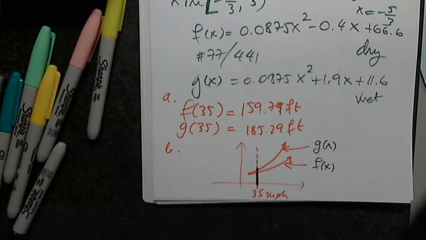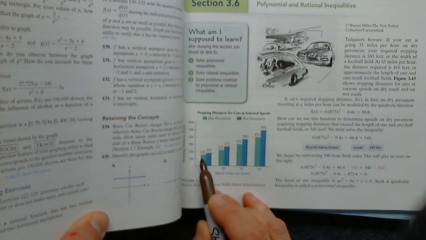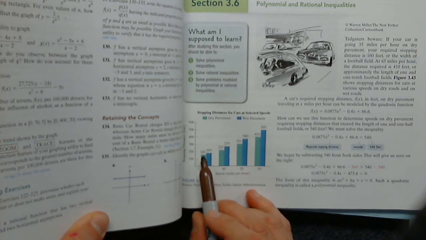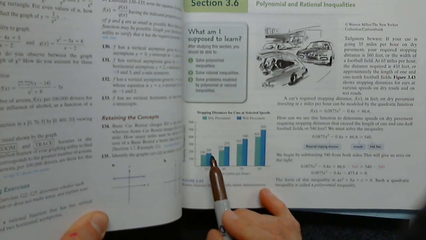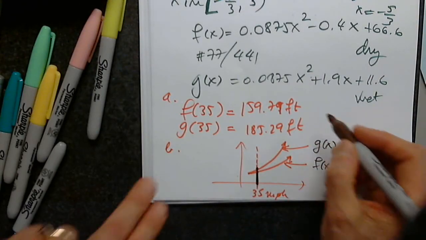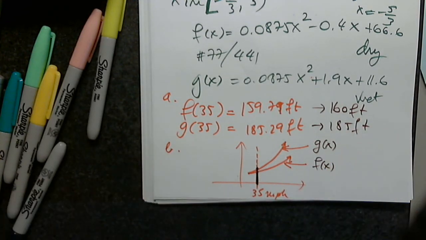Part C. How well do your answers in part A model the actual stopping distances? So I'm going back to that graph on page 431. And we're asked to say if the model is good for the actual data. So for 35 miles an hour, the green dry pavement is 160 feet, and for 35 miles an hour, the other one is on wet pavement, 185. So the actual data gives 160 feet for this and 185 feet for this. What will you say about the two models?